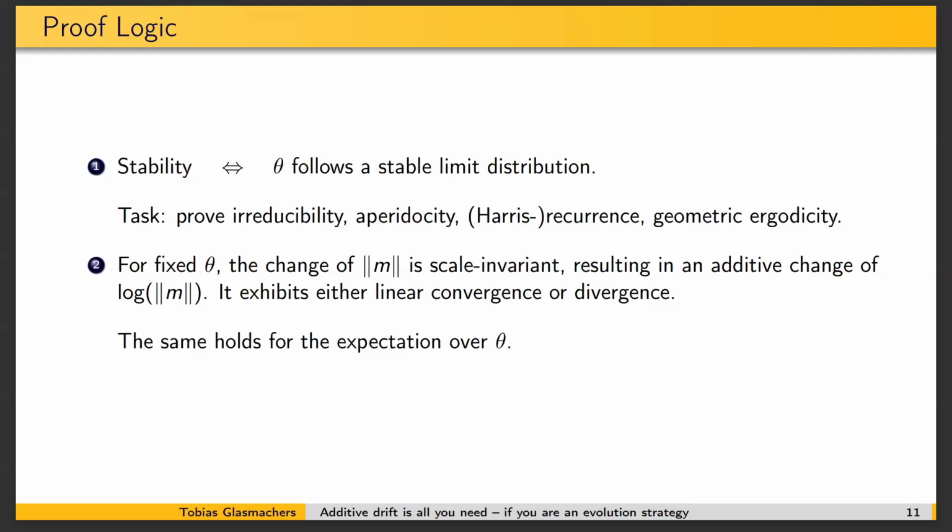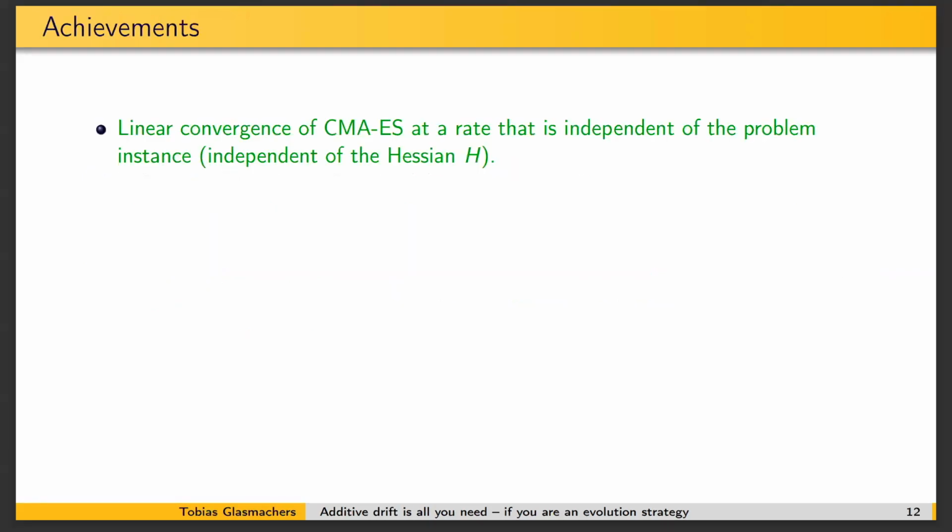Now, if we don't keep theta fixed, the same consideration still applies. All we need to do is take the expectation over the stable limit distribution, and then hope that this convergence part dominates. And that is what Amon was actually showing, and there's a lot of technical effort in getting that done. What you have achieved is linear convergence of CMA-ES, which we didn't have for 20 years. It was a long-standing open problem.